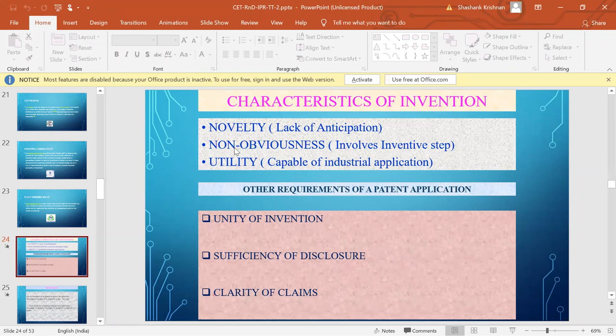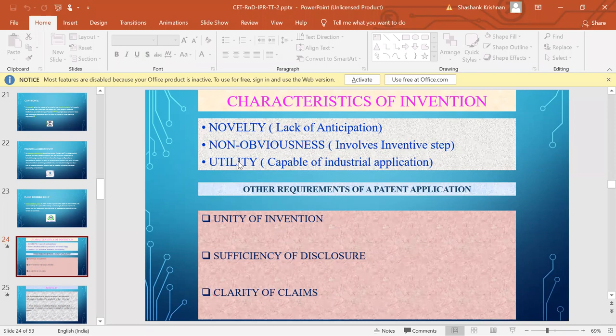Second is the non-obviousness or inventive step. It is not enough that it is new, but it should be something very different from what was there earlier. Just because it is new, for example, I can think of a car which has 5 wheels. It is something new because nobody has seen a car with 5 wheels, but there's nothing inventive about it. And lastly, utility, or industrial application.